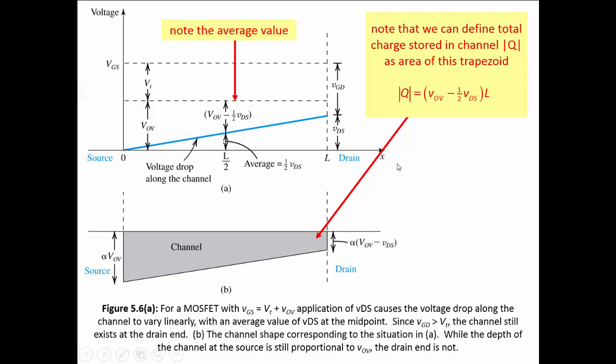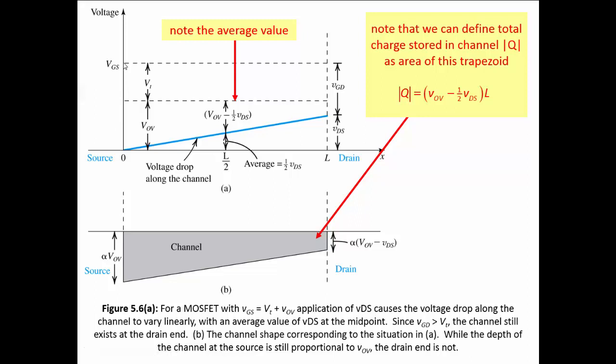What we're going to do is again look at how much charge is in the channel. Ultimately this is the expression we're going to end up with. But let's look at this top graph here. On the vertical we have voltage. Here over at the source, which is on the left side, we have a total gate to source voltage VGS. Let's say that it's 2 volts.